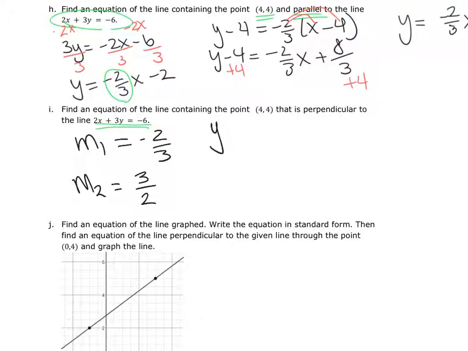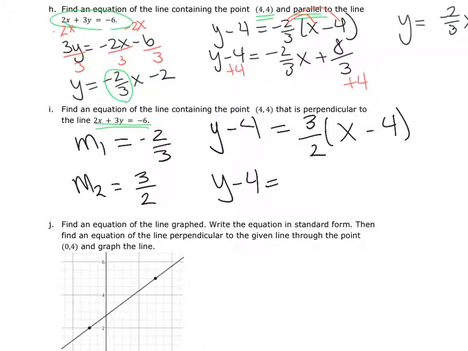So again, I have y minus, using the same point, y minus 4 is equal to positive 3/2 x minus 4. Y minus 4 is equal to, I distribute, and I have 3/2 x minus 3/2 times 4, and I'm going to write this over 1 to make my life a little bit easier. So 3/2 times 4/1, I have some cancellations, and so I end up with minus 6.